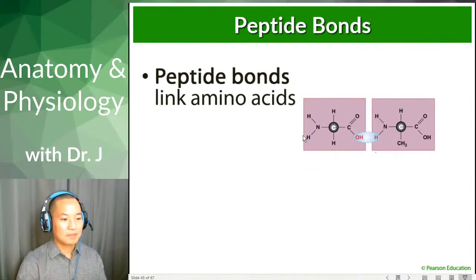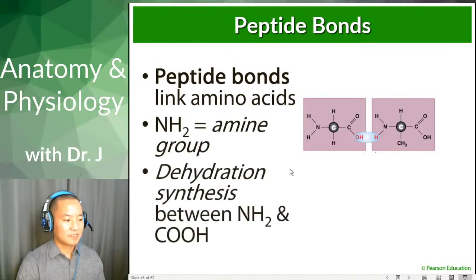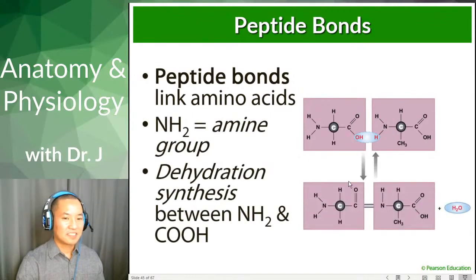All right, so peptide bonds. Here we have 2 amino acids, and between the carboxyl group and the amine group, a linkage forms. This is what we call dehydration synthesis, just like we had with carbohydrates. The 2 amino acids are now linked together. When you have this new bond between a carbon and a nitrogen atom, this is what we call a peptide bond.